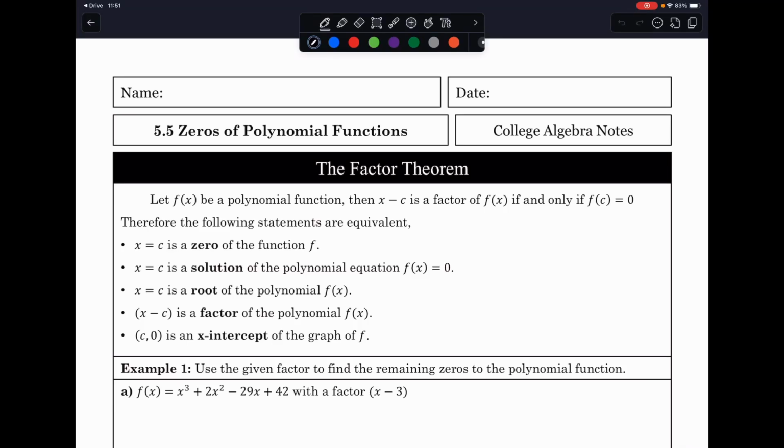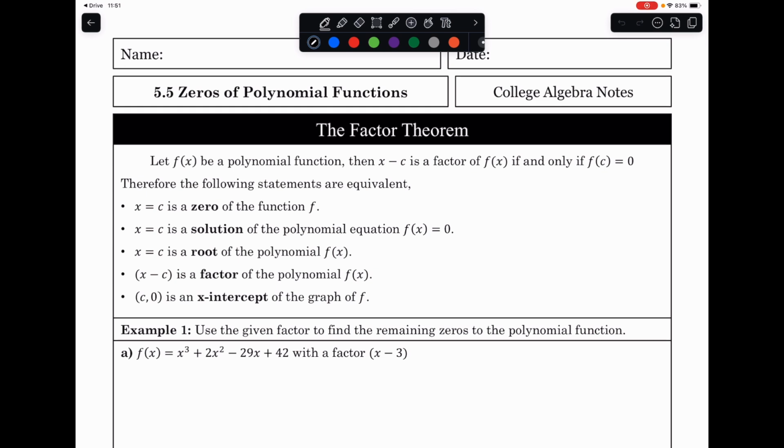In this lesson, we're going to go over the first parts to section 5.5, zeros of polynomial functions. The learning objective here is to know how to identify two of the remaining three zeros to a cubic polynomial function, given that we're provided one of them, one of the x-intercepts.